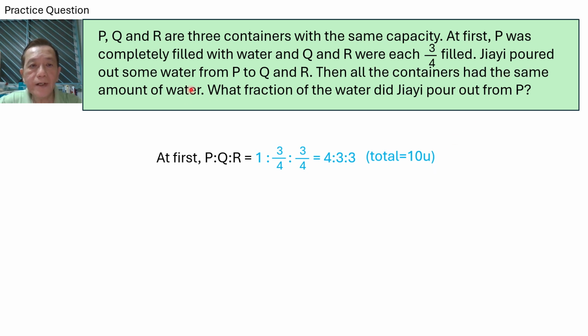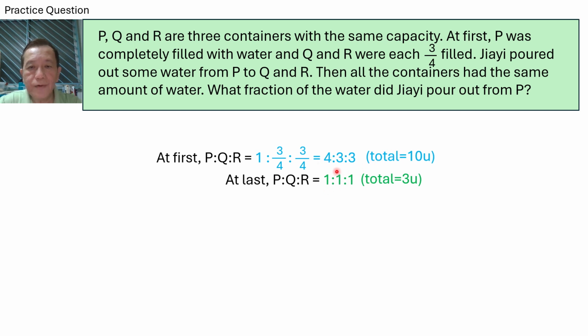GIE poured out some water from P to Q and R. Then all the containers had the same amount of water. What was the ratio at last? 1:1:1. Total is 3U. We equalize the total because they are supposed to be the same. We use the cross multiply method.